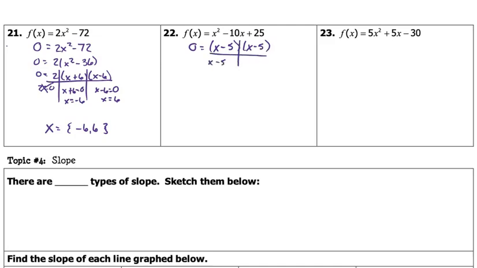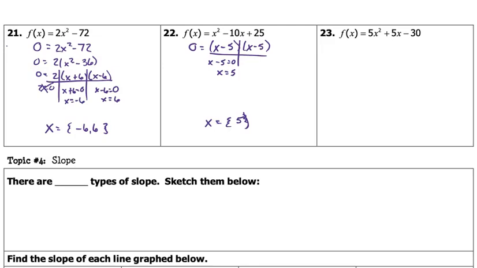So x minus 5 equals 0. And well, x minus 5 equals 0. So since they're the same, I just need to do 1. So that would mean that my solution set here would just be 5. And those are braces.